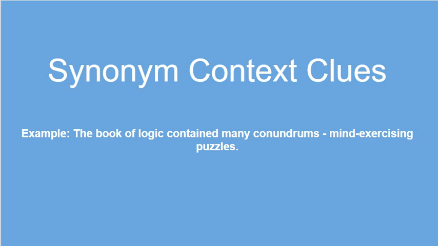Now let's look at the synonym context clues. We have an example. The book of logic contained many conundrums, mind-exercising puzzles. So this gave a synonym. What is a conundrum? It's a mind-exercising puzzle. Please pause the video and write down what you see here on this screen.